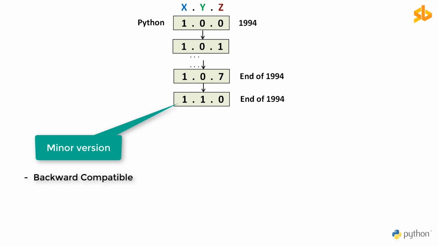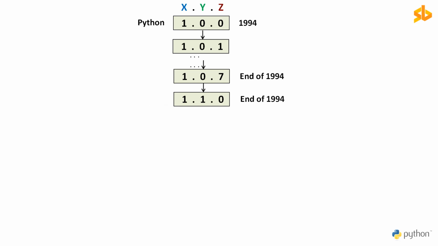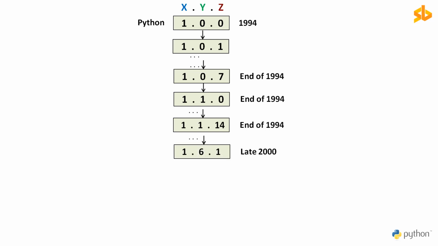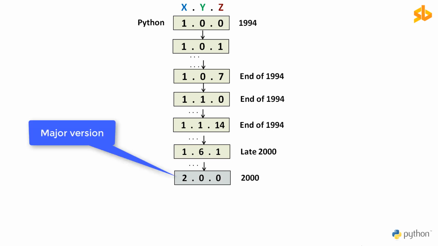Let's assume there have been a few bug fixes to this minor version later, which eventually led to Python 1.1.14. And later on, a few more minor features are added to the language, which led to the evolution of Python to 1.6.1 in late 2000. Now let's say at this point, the Python community has felt the need to do some major changes to the language. This major update should be represented by incrementing the major version number in the X place. New major version could be Python 2.0.0. Note that patch and minor versions will be reset to 0 when a major version is incremented.